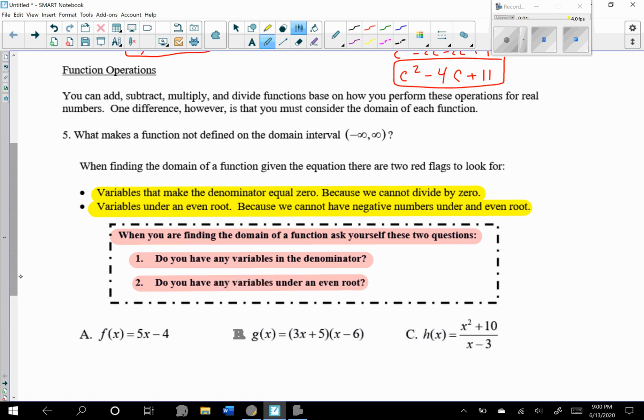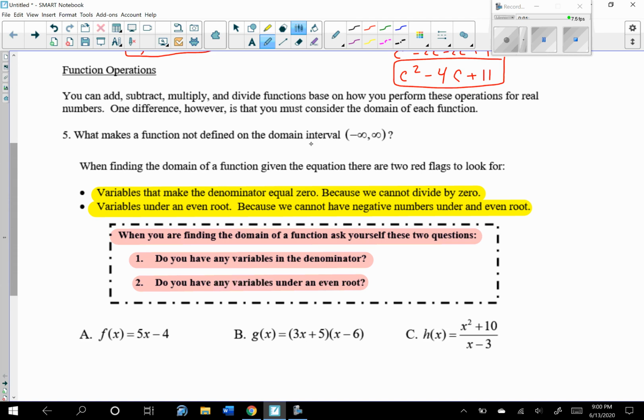So you can add, subtract, multiply, and divide functions based on how you perform these operations for real numbers. One difference, however, is that you must consider the domain of each function. What makes a function not defined in the interval from negative infinity to infinity, so all real numbers? So these are the things we're going to take a look at.